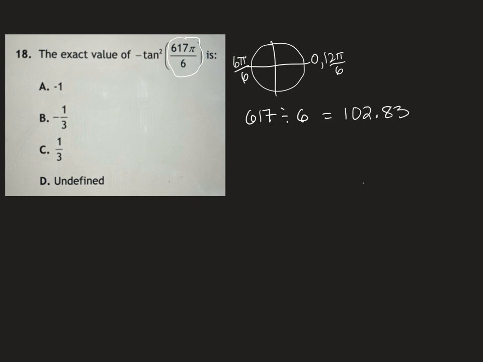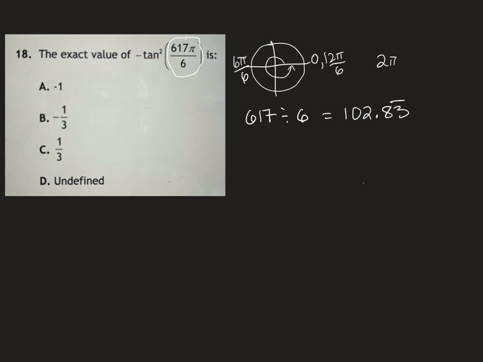So normally, if it wasn't too big, I would count in sixes and go 0, and then pi would be 6 over 6, and once around 2 pi would be 12 over 6. But this is way too big. So what we're going to do is take 617 on the calculator and divide by 6. Don't include the pi. And we would get 102.83 repeating.